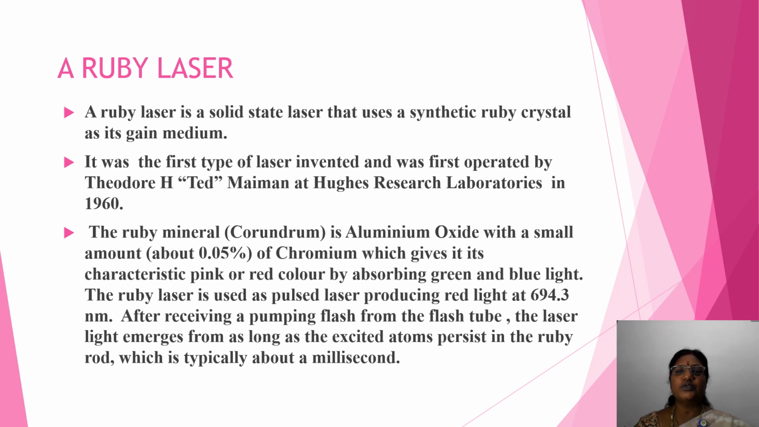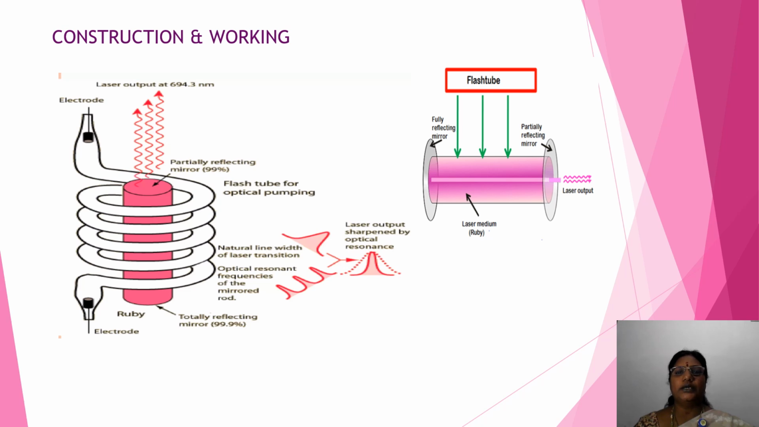The ruby laser is used as a pulsed laser producing red light at 694.3 nanometer. After receiving a pumping flash from the flash tube, the laser light emerges as long as the excited atoms persist in the ruby rod, which is typically about a millisecond. In a ruby laser, we use flash tubes as energy source or pumping source. The flash tube supplies energy to the laser medium, that is to the ruby. When low energy state electrons in the laser medium gain sufficient energy from the flash tube, they jump into the higher energy state or excited state.